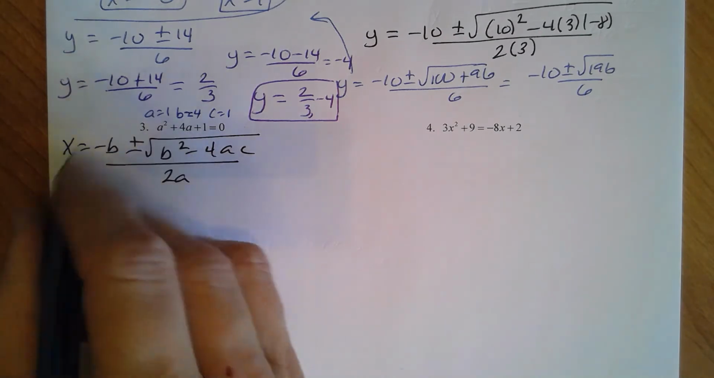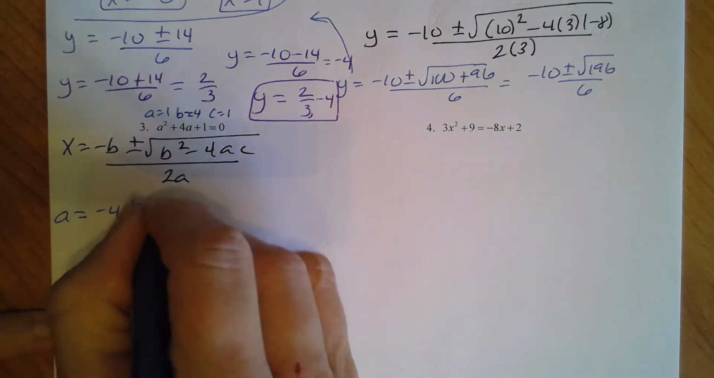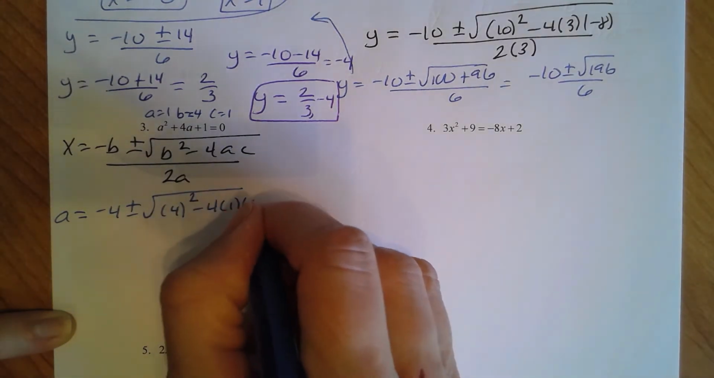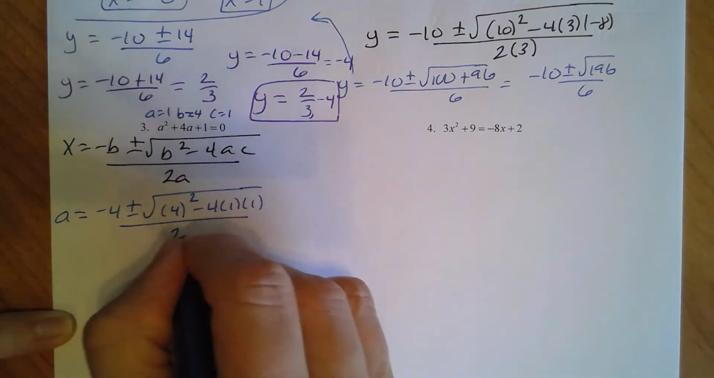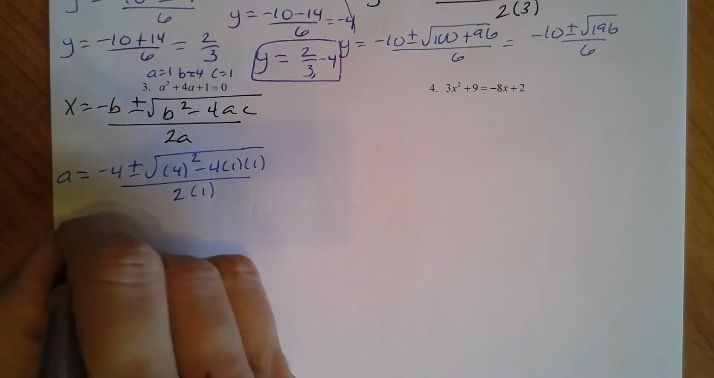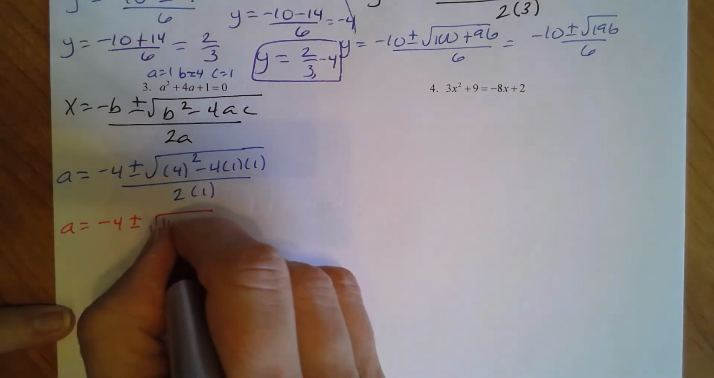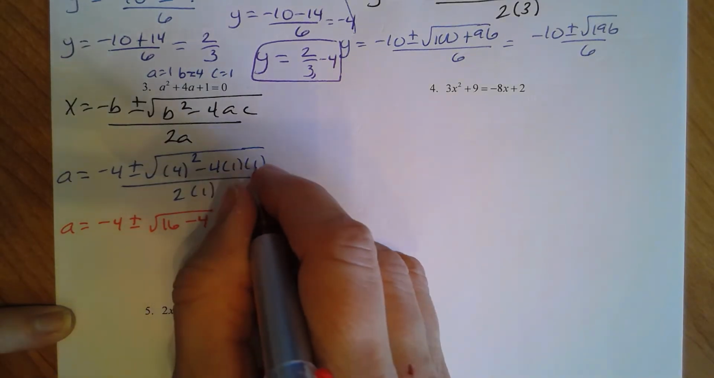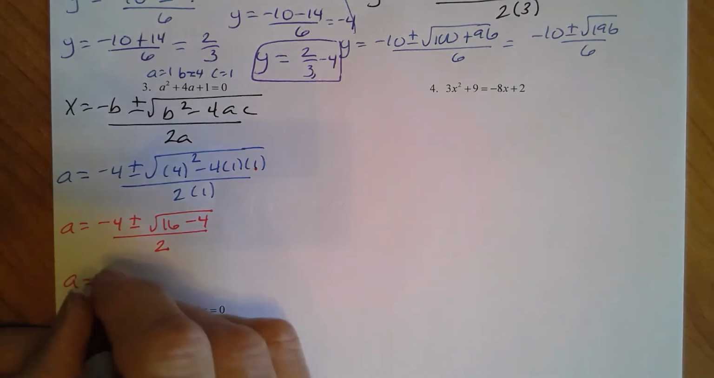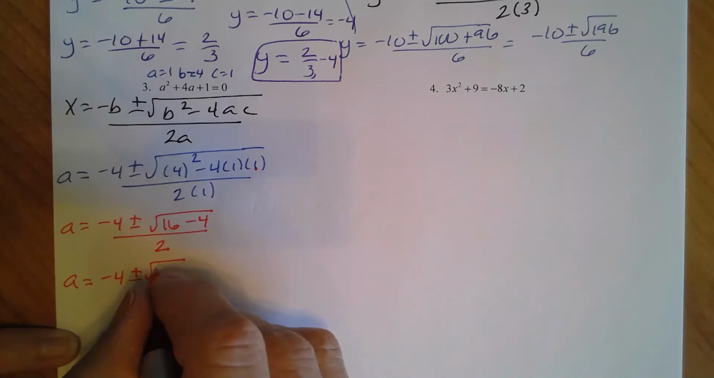And our variable that we're using was a. So a is going to equal negative 4 plus or minus the square root of 4 squared minus 4 times 1 times 1 all over 2 times 1. So we get a equals negative 4 plus or minus the square root of 4 squared 16 minus 4 times 1 is 4 times 1 is 4 all over 2. So a is going to equal negative 4 plus or minus the square root of 16 minus 4 is 12 all over 2.